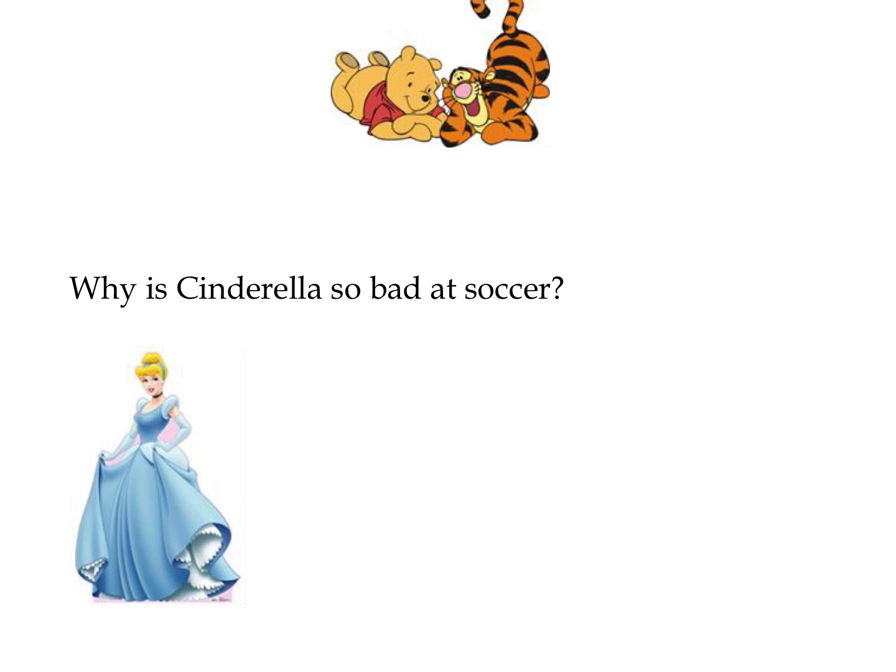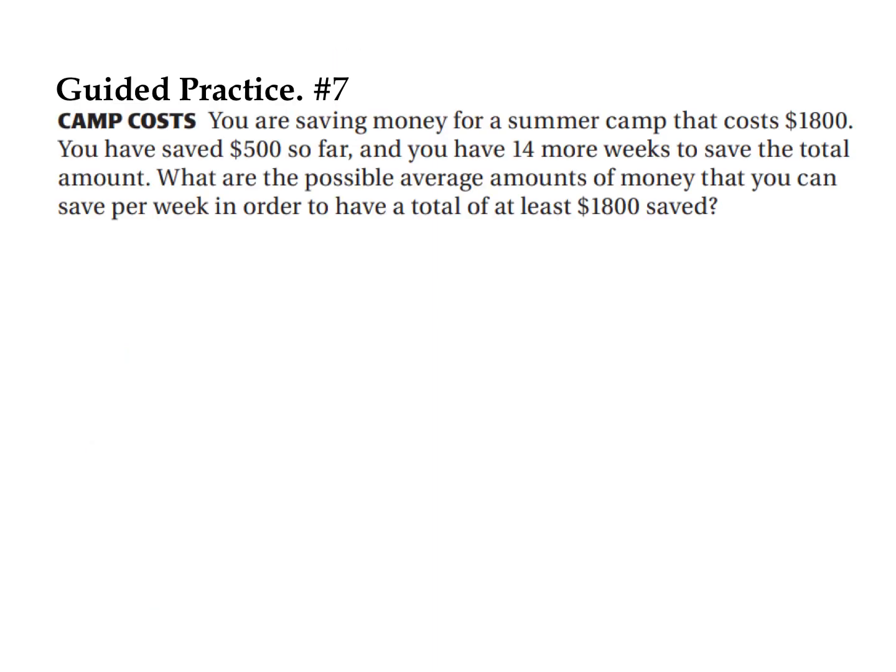So when you've composed yourself, let's go to another problem here and apply what we've been learning about compound inequalities. All right, so you're saving money to go to summer camp. It costs $1,800. You've saved $500 so far, and you're going to save for 14 more weeks. So you're going to save a certain amount of money every week, and you're trying to figure out what's the average amount of money I could save every week and have it be enough for me to go to the camp.